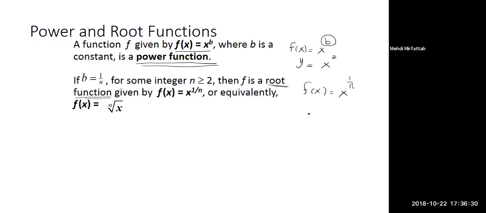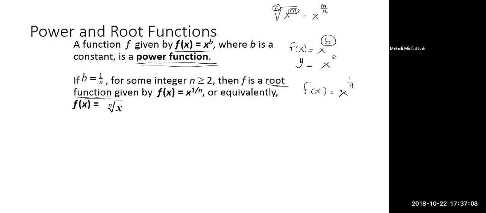Anybody remember what x to the power of 1 over n is equal to in terms of radical? Okay, recall. If I have the nth root of x to the power of m, anybody remember how to write this in exponential form? X to the power of what? M divided by n. Make a note of that, please. So when we're talking about the nth root of x to the power of m, that really is x to the power of m over n.